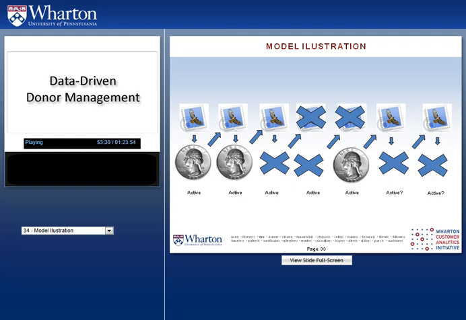So we might say, all right, one more time, we're going to send them a mailing. And in this case, we don't receive a donation back from them. So they don't respond to that particular mailing. In the following period, we might decide not to send them a solicitation, and we also don't get a donation from them. And this plays out over time, so in this case, from month to month.